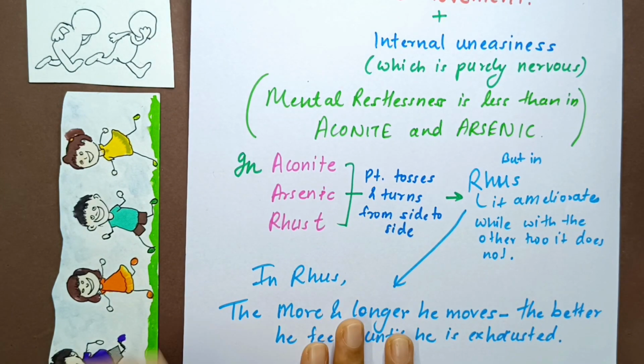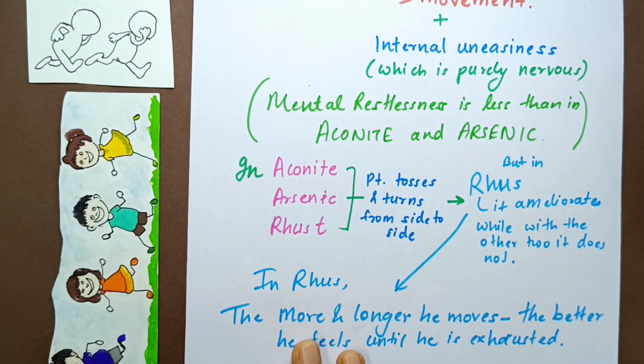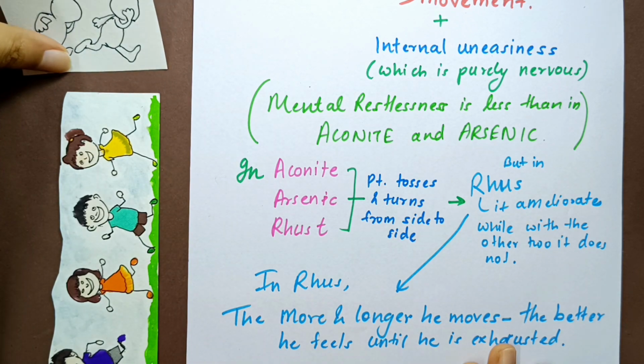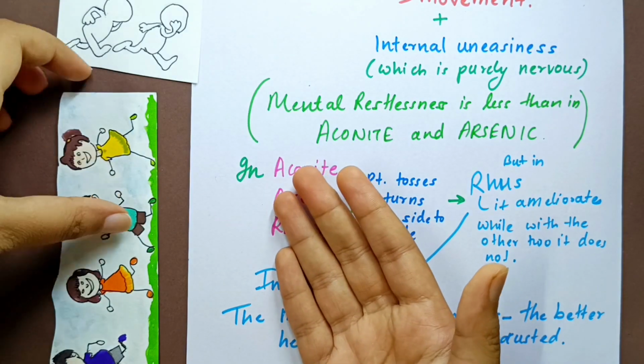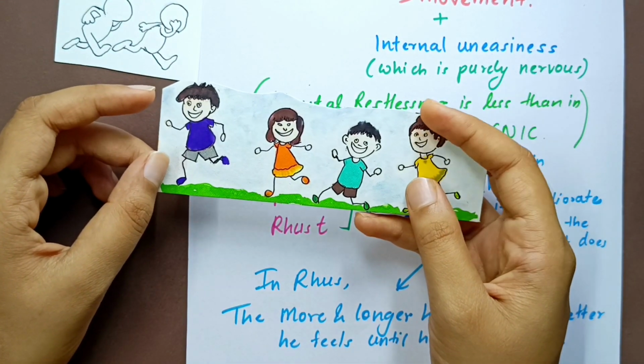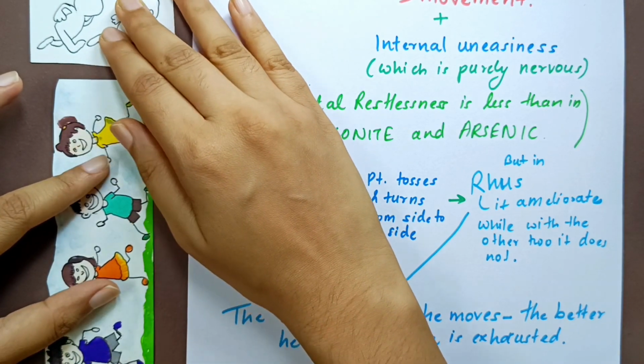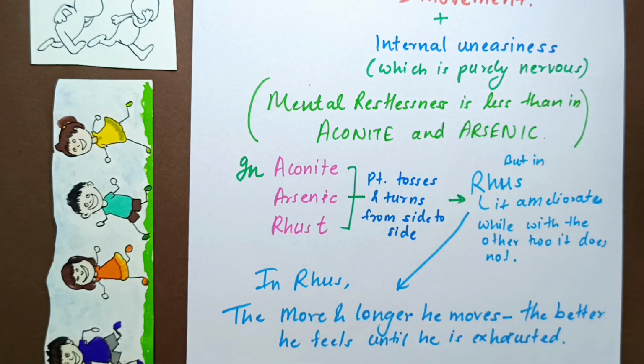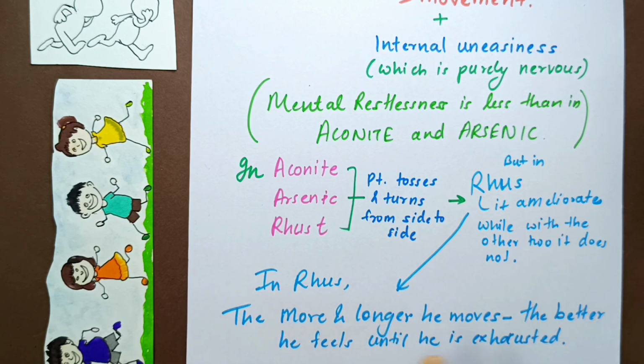In Rhus Tox, the more and longer he moves, the better he feels until he is exhausted. So he wants to move. These images are all depicting the same thing, that these people are moving. I could not think of anything else to depict movement, so these people are playing or running. That is how they're moving. So the more and longer this Rhus Tox patient moves, and why does he move? He moves because he feels that, and it actually does, ameliorate his symptoms. The longer he moves, the better he feels. Now he will keep moving until he is exhausted.